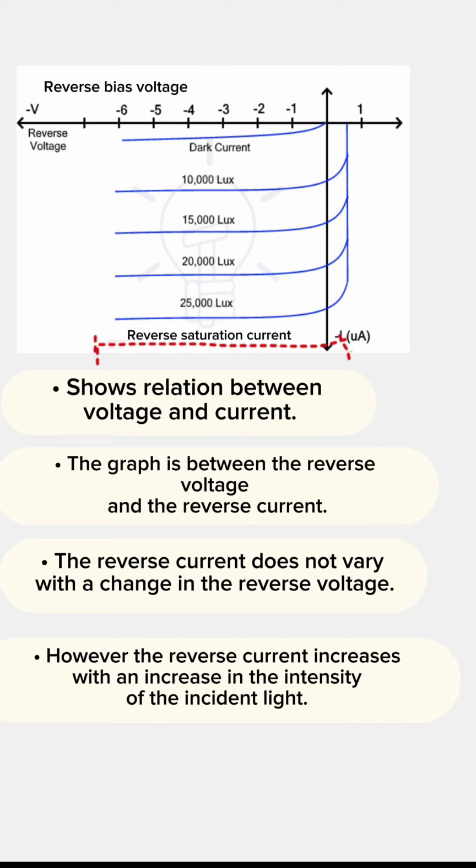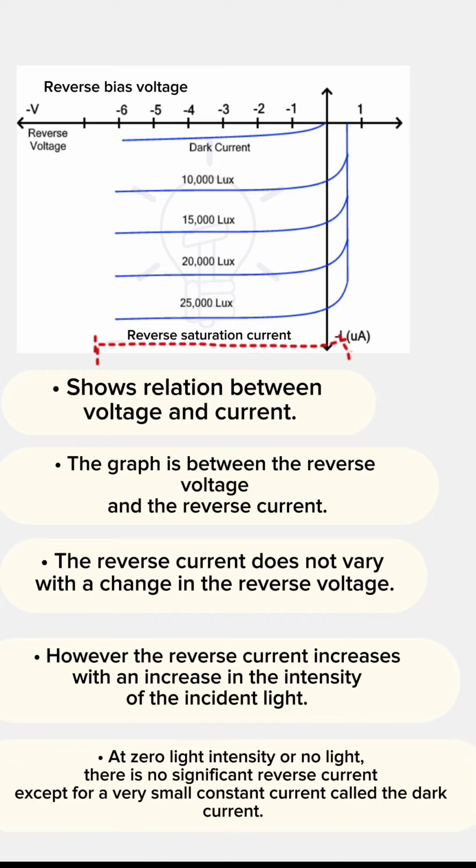However, the reverse current increases with an increase in the intensity of the incident light. At zero light intensity, or no light, there is no significant reverse current, except for a very small constant current called the dark current. By increasing the intensity of light, the reverse current increases linearly.